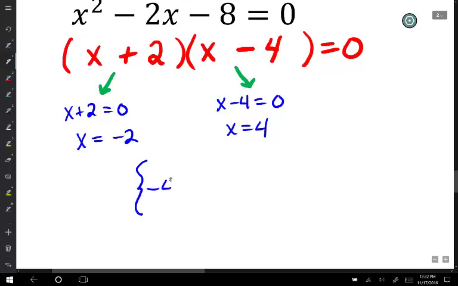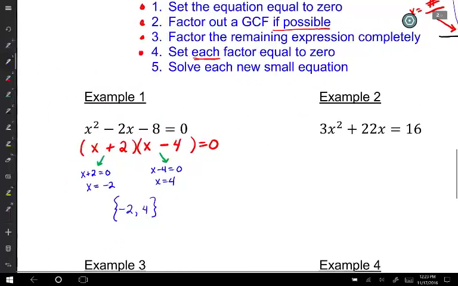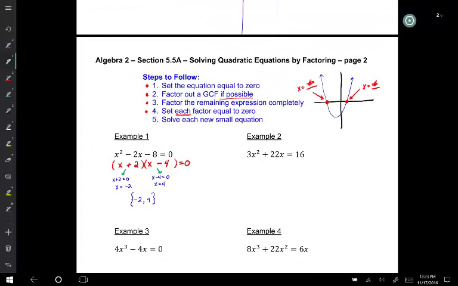And now we want to write our solution. Negative 2, comma 4. That is called solution set notation. That means those points are where this parabola crosses the x-axis. That's what it means. So in this case, had this little graph up here to the right been that, these 2 points that we were talking about would have been -2 and +4.